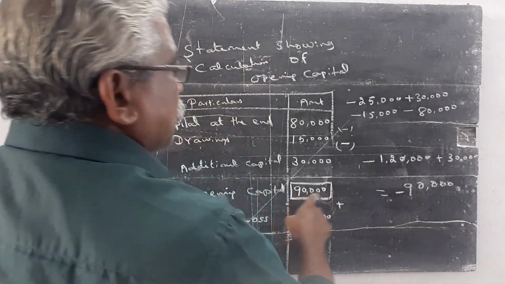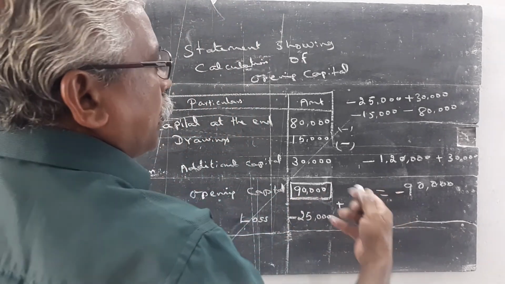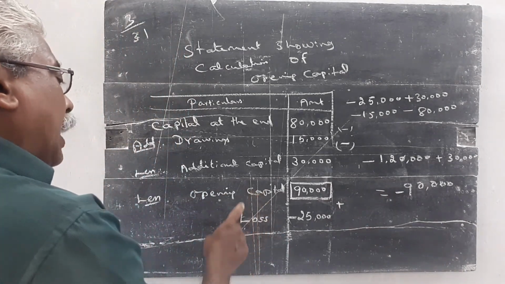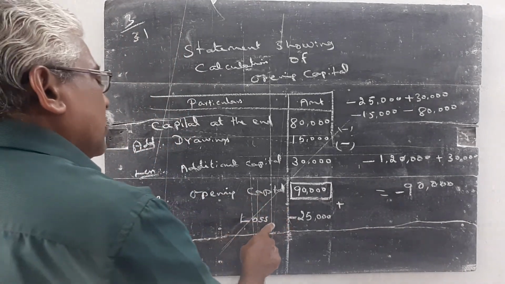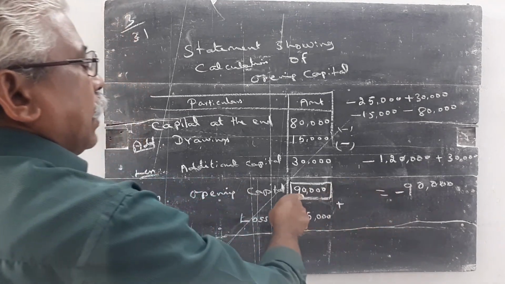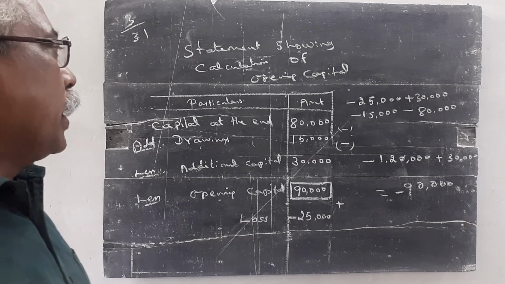For writing the answer, we are not worried about whether it is a plus sign or minus sign. Only for the identification of profit or loss, if it is a loss, here we write minus. Otherwise, whatever answer you get, you have to write it as opening capital.